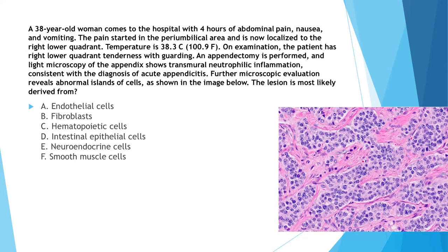Now, further microscopic evaluation reveals islands of cells as shown in the image below. So the lesion is most likely derived from what? Endothelial cells, fibroblasts, hematopoietic cells, intestinal epithelial cells, neuroendocrine cells, or smooth muscle cells?